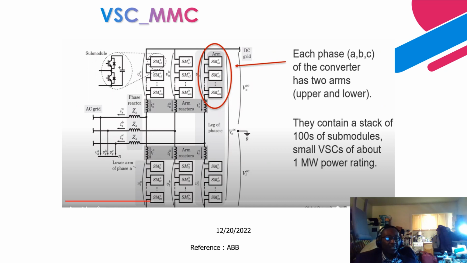Next is the phase reactor. If you want to exchange power with a grid, you need a phase reactor. The converter itself synthesizes its own AC voltage with a phase angle. Then the AC grid also has its own voltage with a phase angle. The phase angle between the AC grid voltage and the synthesized voltage of the converter, together with the phase reactor, allows the exchange of active and reactive power with the grid.